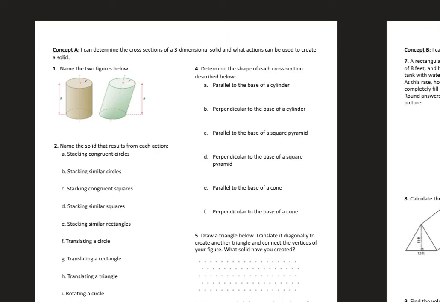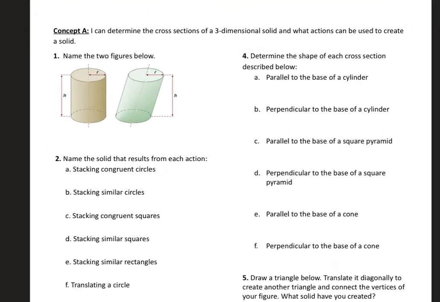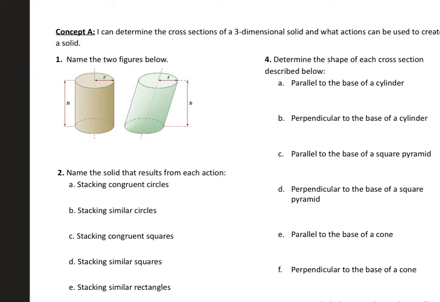Concept A is I can determine the cross sections of a three-dimensional solid and what actions can be used to create a solid. So number one, it's just naming a figure. So these are both cylinders, but there is one distinct difference between the two. If you notice, the one on the left is standing upright, the one on the right is kind of slanted.